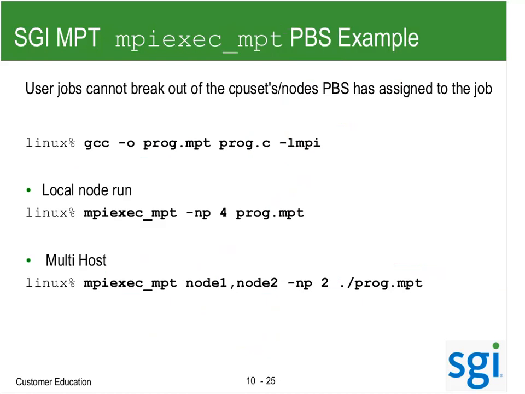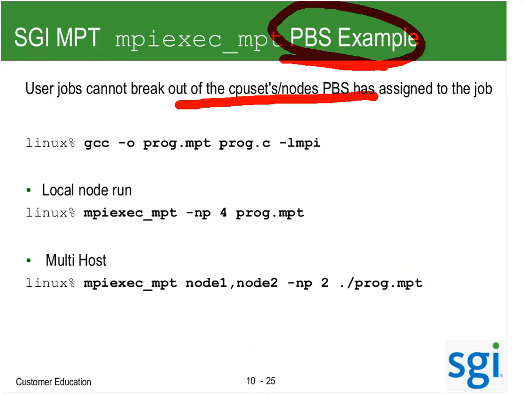If you are using PBS or SGE or LSF, you kind of need a wrapper around mpirun. This is to make sure that a job cannot break out of its CPU sets or nodes that were assigned to it. So there is an mpiexec_mpt. Same syntax, it's just a wrapper around it.